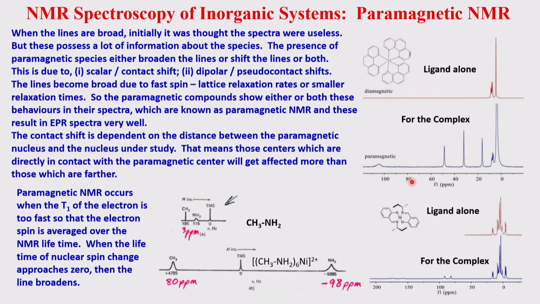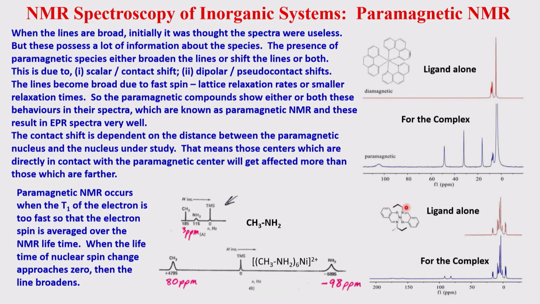So when it shields the nucleus, it will go to the negative side. When it deshields the nucleus, it will go to the positive side. So you can find minus range to plus range, a lot of these things. So you have seen this. Let us look at another example here, the Salon kind of thing.